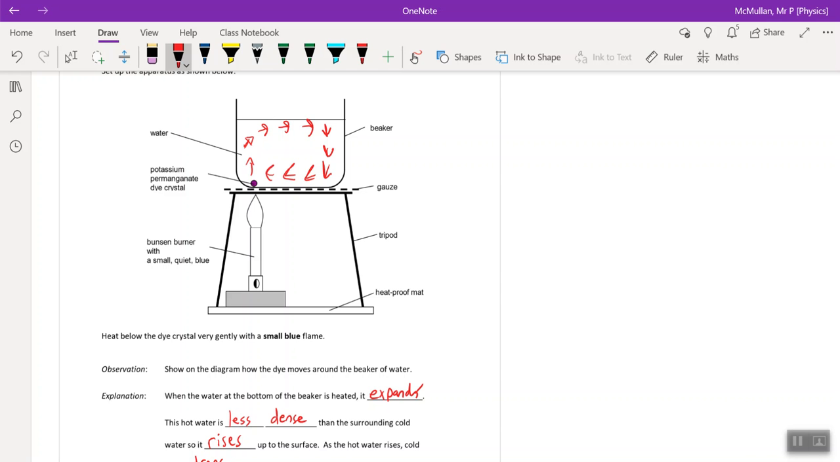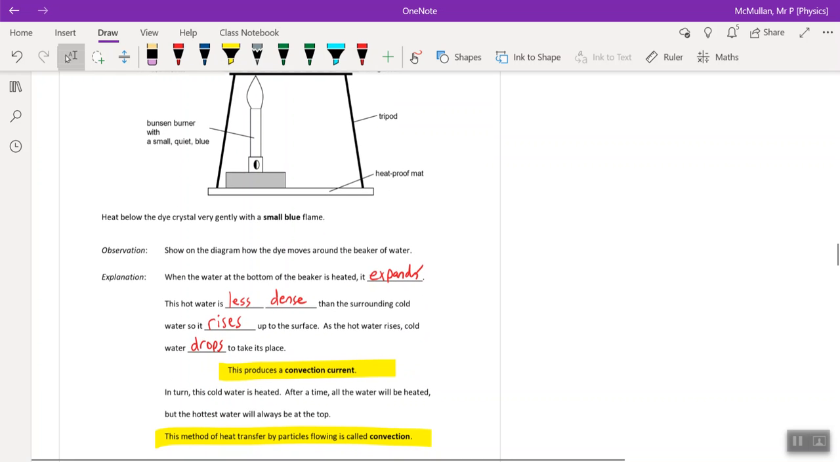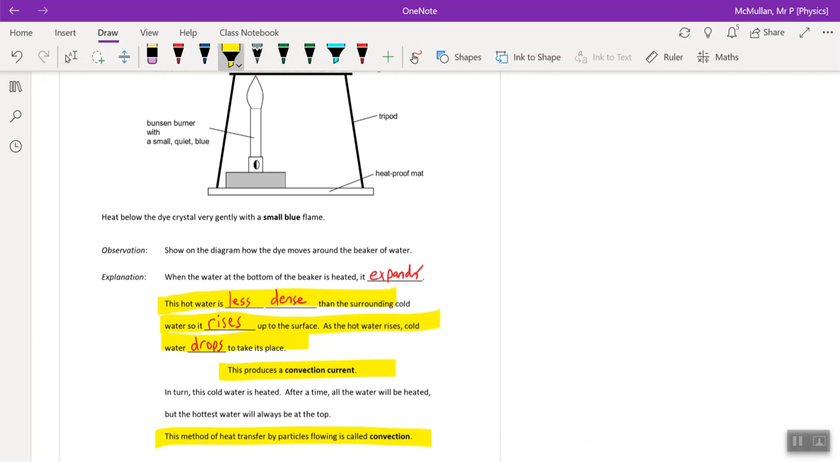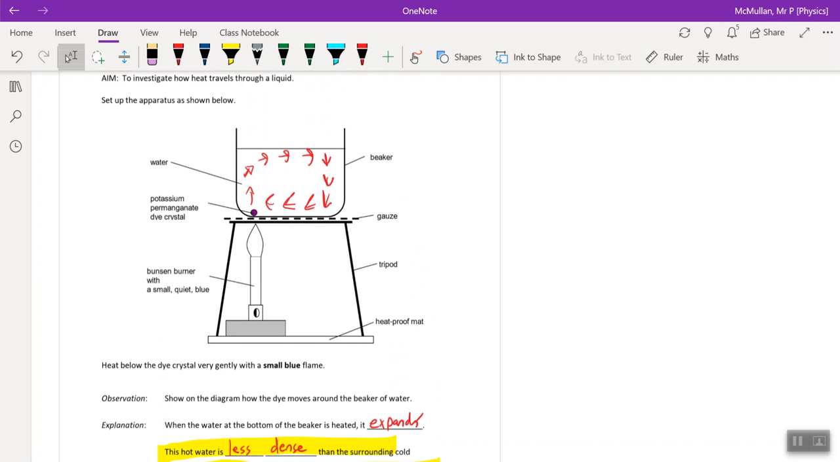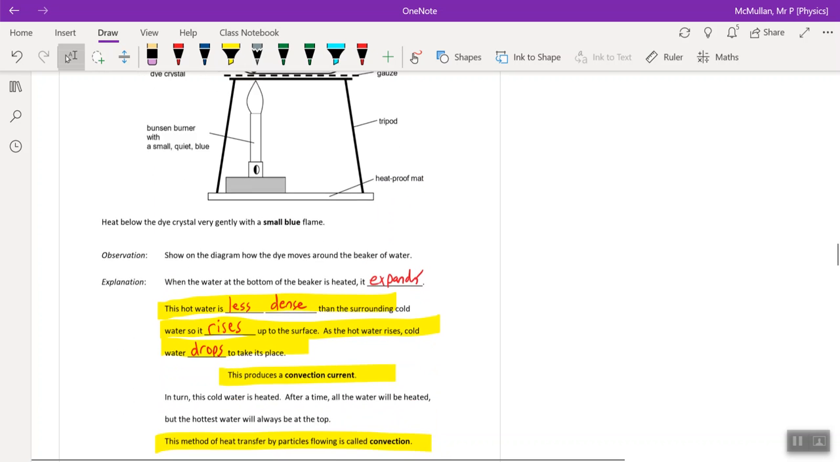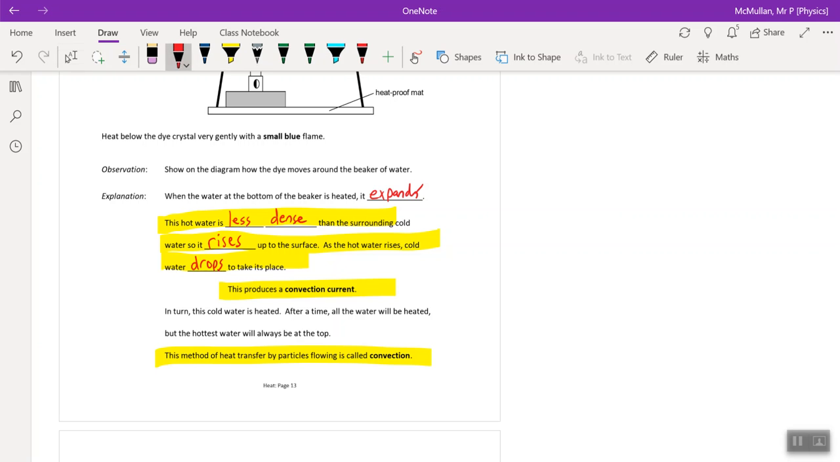When the water at the bottom of the beaker is heated, it expands. This hot water is less dense than the surrounding cold water, so it rises up to the surface and the water drops that are cold take its place. So it starts to rotate round. This movement of rotating is what we call a convection current. This method of heat transfer by particles flowing is called convection.